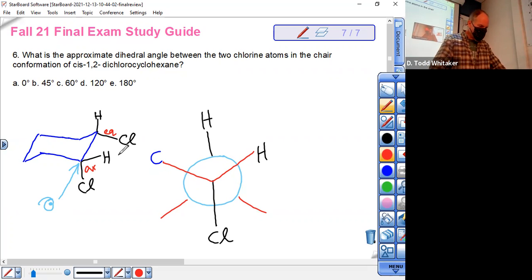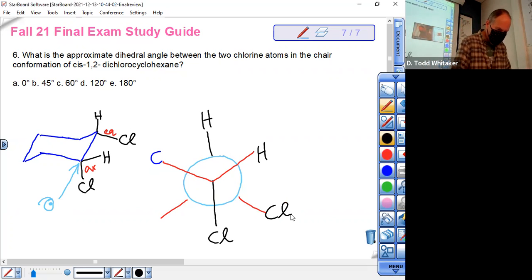And what do you got to your right on the back carbon? Is it the Cl or is it the carbon? It's the Cl. And to your left is the carbon.